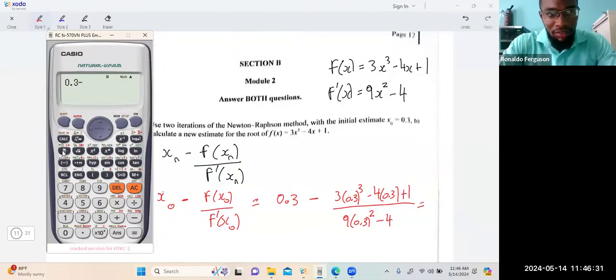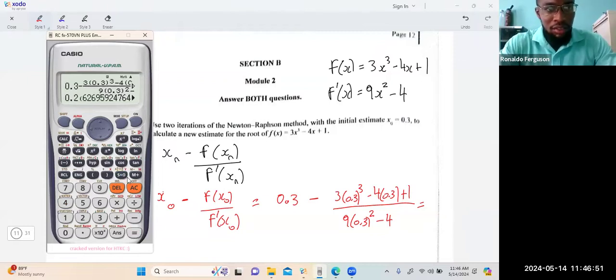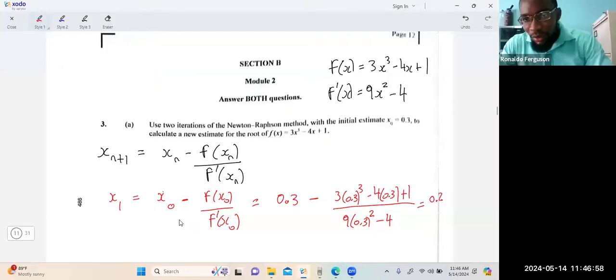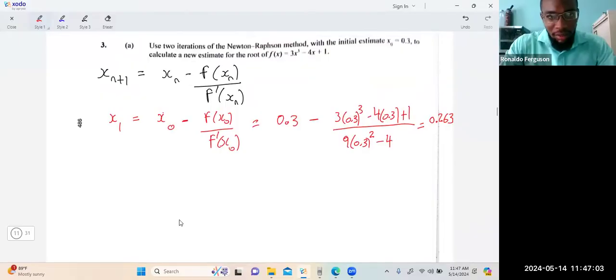0.3 minus fraction button. 3 times 0.3 cubed minus 4 times 0.3 plus 1 over 9 times 0.3 squared minus 4. I'm getting 0.263. So now we can go ahead and find our second approximation because they say use two iterations.